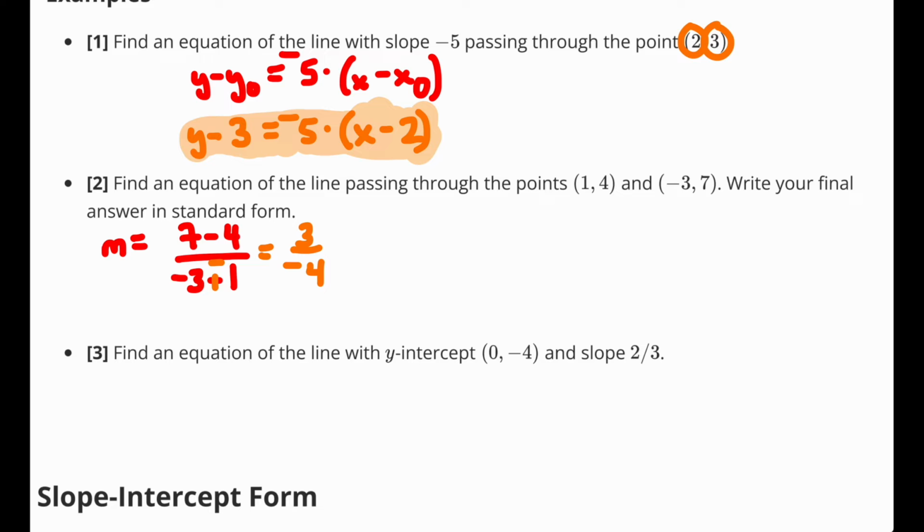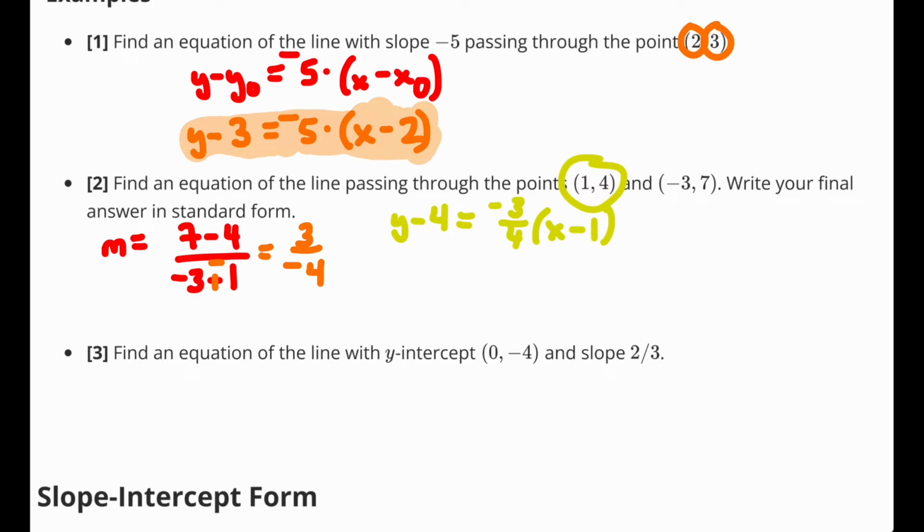I'm going to put this in point slope form using either of the points. I'm going to do 1, 4 because it's a little bit easier. There's not a negative in there. I'm just going to go with the easy route. So I'm going to do y minus 4 is equal to the slope, -3/4, times the quantity x minus whatever x was given. So that right there is in point slope form, but it says that it wants the final answer in standard form.